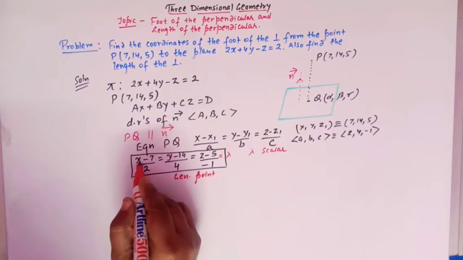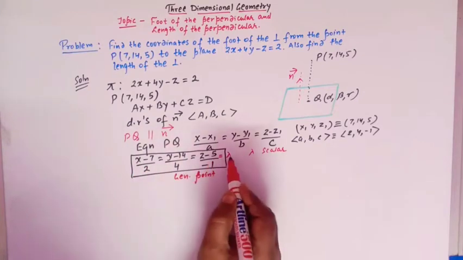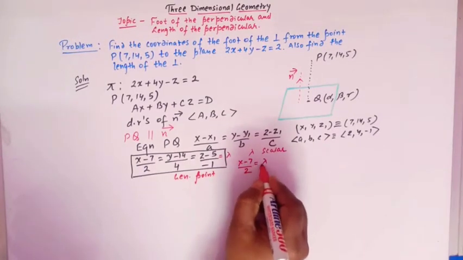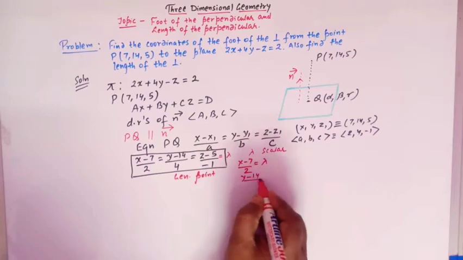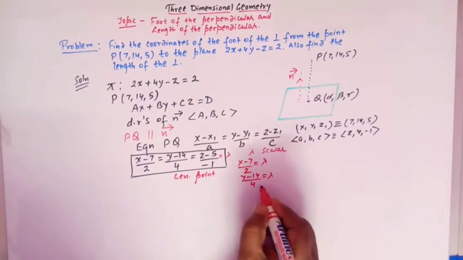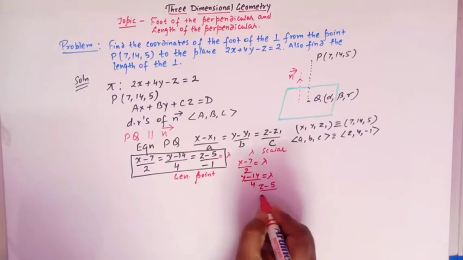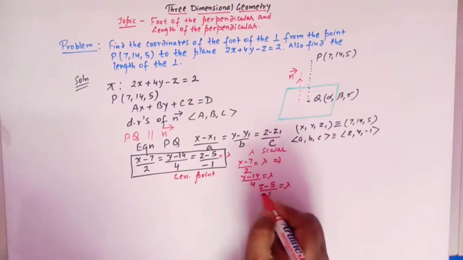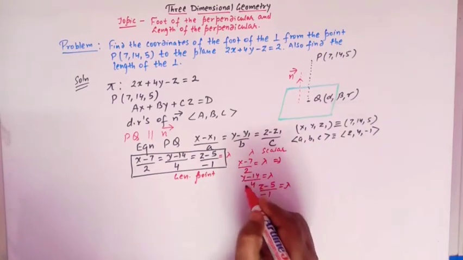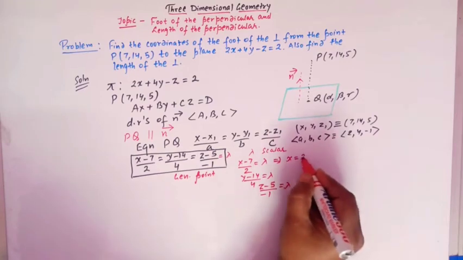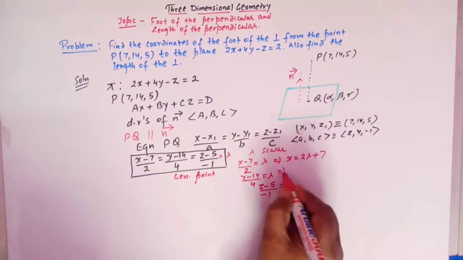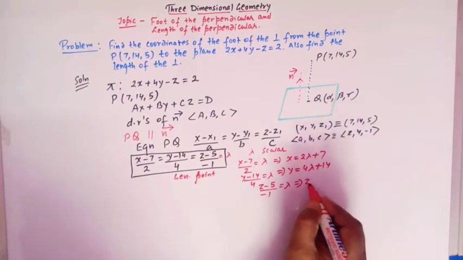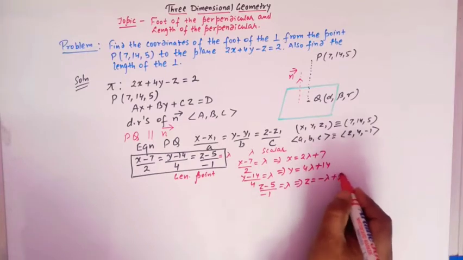So for this we have to equate these three quantities to lambda. So we have (x minus 7) over 2 is equal to lambda, (y minus 14) over 4 is equal to lambda, and (z minus 5) over minus 1 is equal to lambda. Now if we solve these three equations for x, y and z, we see that x is equal to 2 lambda plus 7, y is 4 lambda plus 14, and z is equal to minus lambda plus 5.